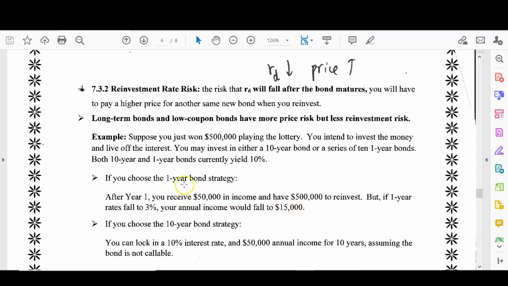So for the short-term bond, the 1-year bond, you have higher reinvestment risk because you have to take out your money after a year and reinvest in another 1-year bond. And if the interest rate falls, you are going to buy a similar bond at a higher price with a lower rate of return.